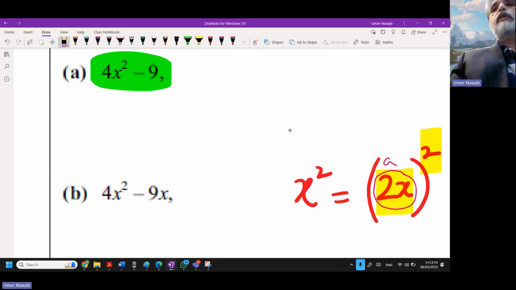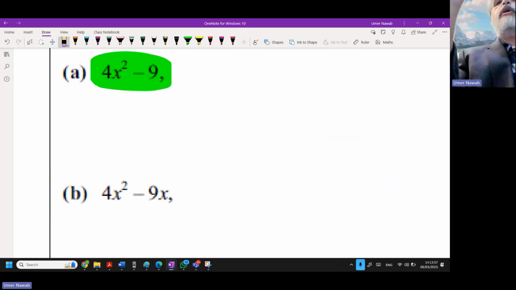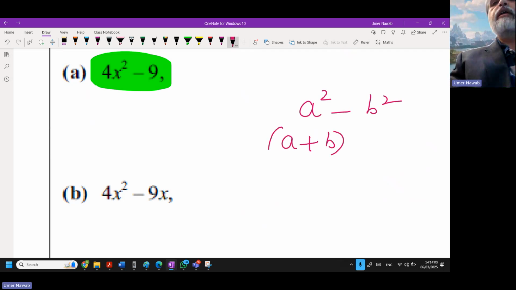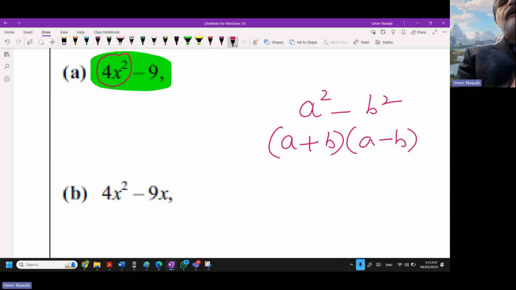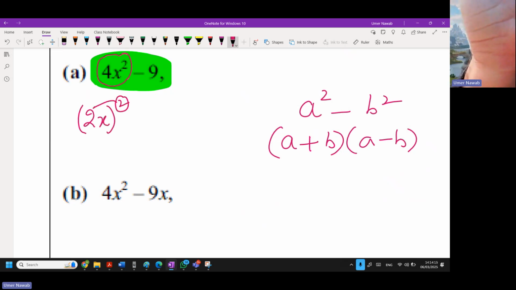Now I'm ready to write it as a squared minus b squared form, which is equal to a plus b and a minus b. So can I write 4x squared as a square? Yes, it should be written as 2x whole squared. Do you agree with me? Because 2 squared is equal to 4 and this is x squared, which is the same thing.